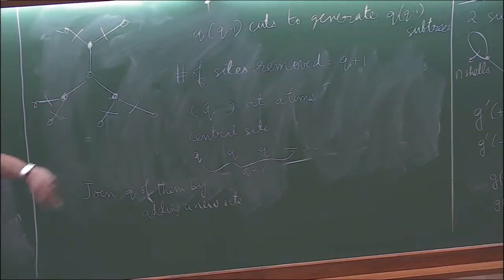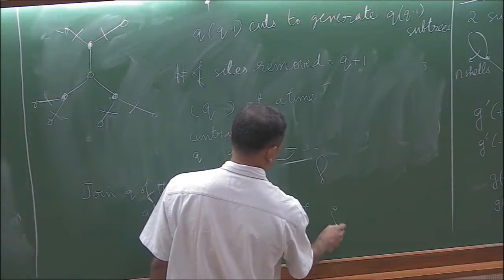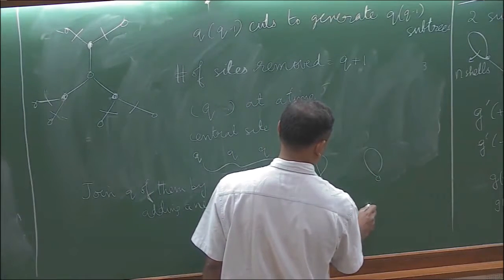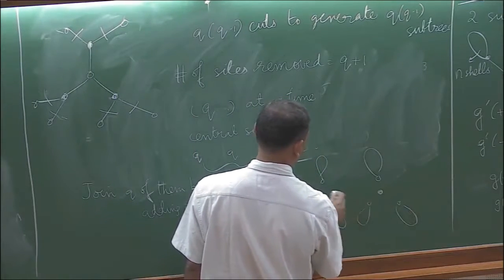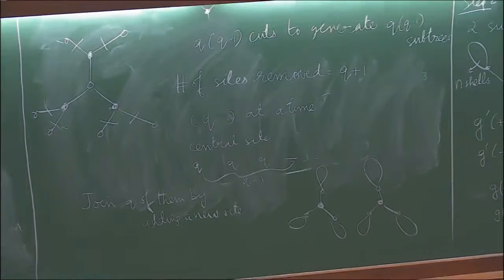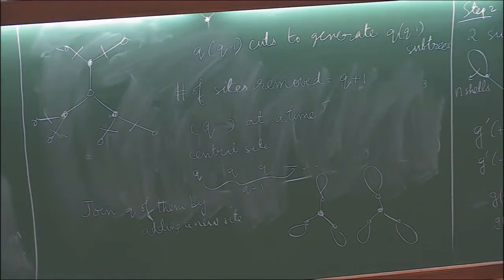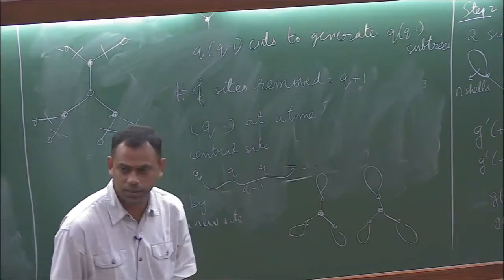Once I make these cuts, in this case, for example, there are 1, 2, 3, 4, five, six subtrees that are generated. Out of the six subtrees, I divide them into two groups, three and three. Then I add two more sites here, and I join them to form two new trees, but with one generation less, because we had removed sites. So as compared to my original lattice, these lattices have one generation less.